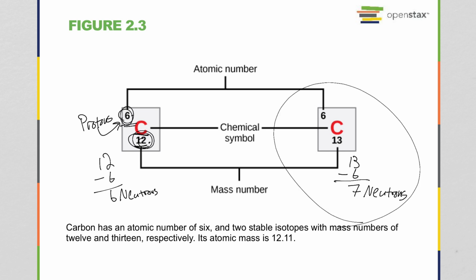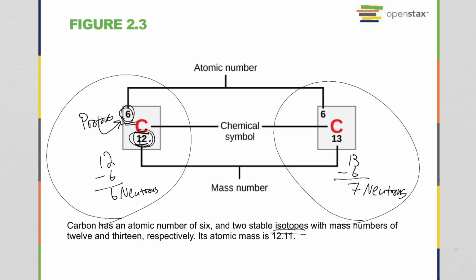These are both carbon because they both have 6 protons, which defines an element, but the number of neutrons changes, so we say that they're different isotopes, right? They have slightly different weight. All right. You can apply this to any other element.